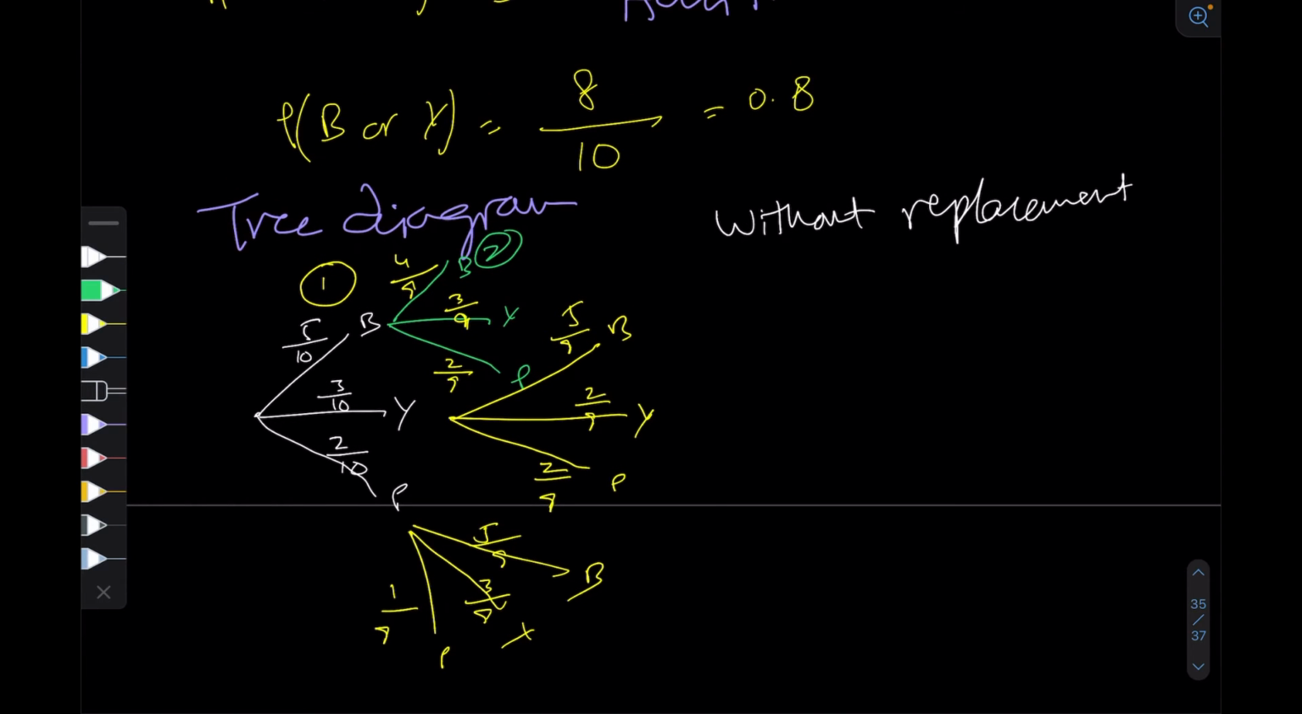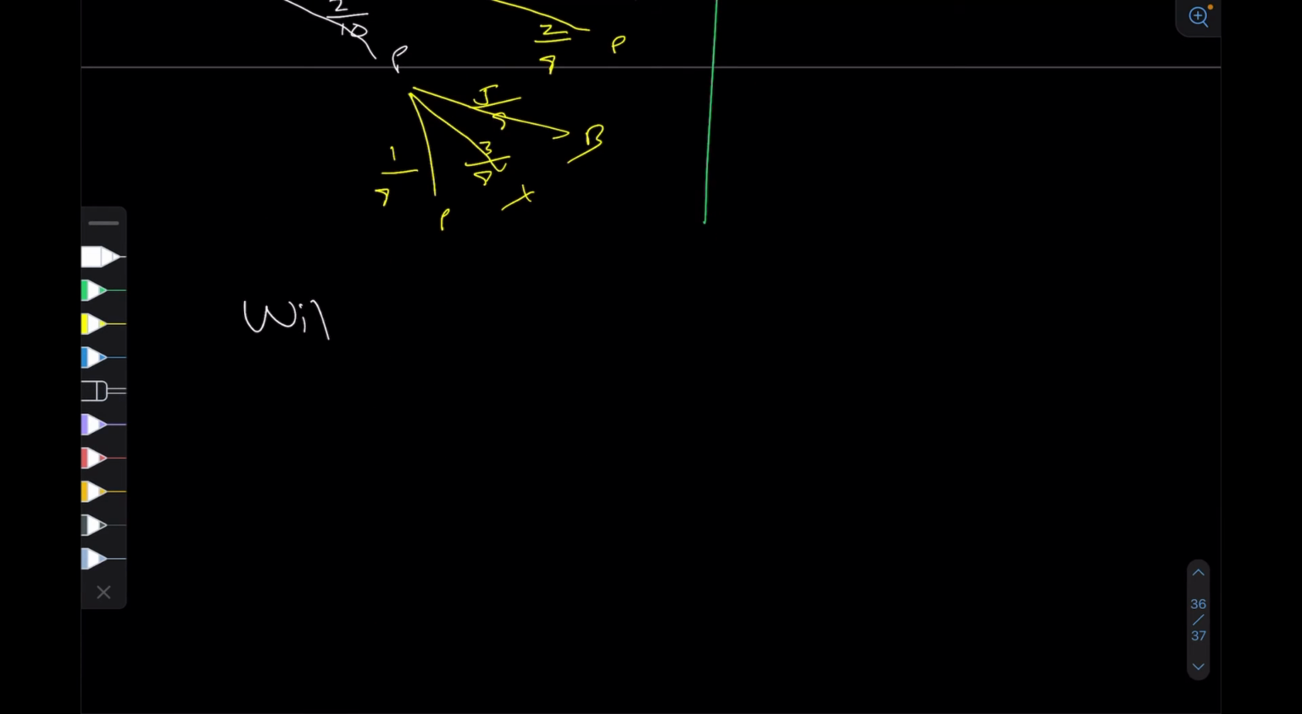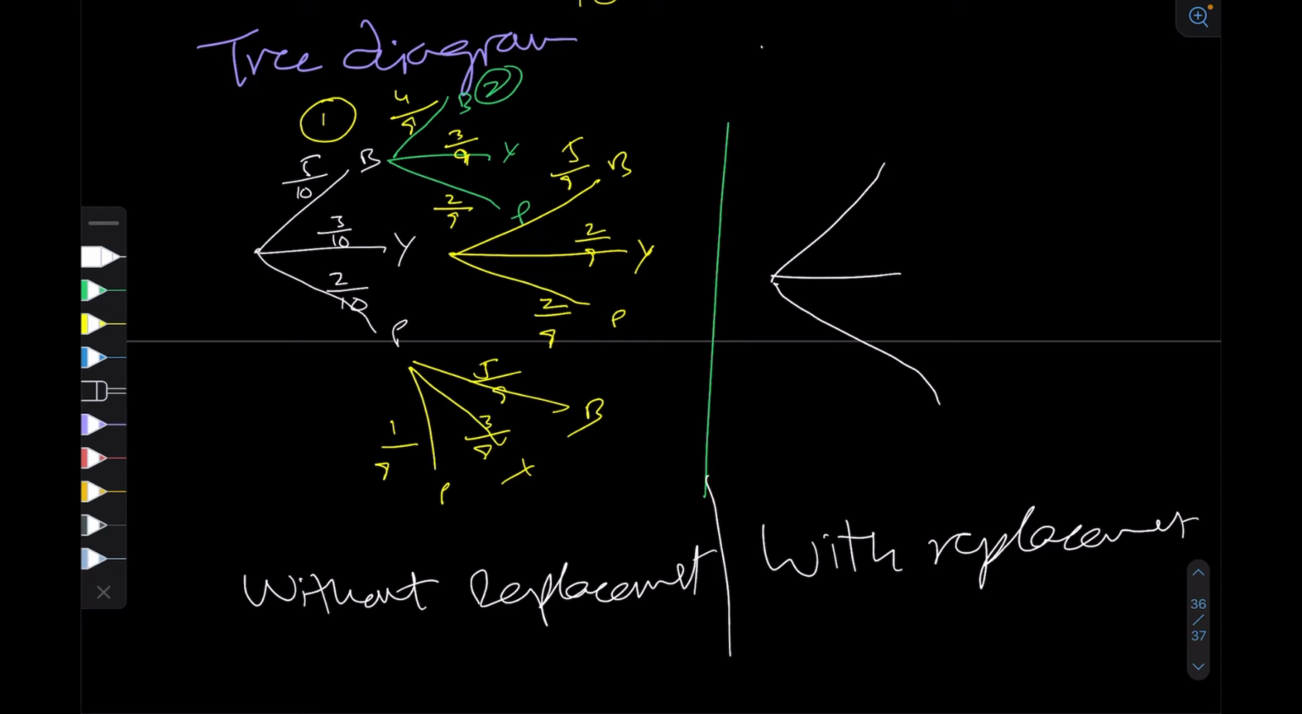Now if I do the same thing, sorry, I should write this over here, without replacement. If I do the same thing but with replacement, what I would be doing is I take out a ball. So 1, 2, 3 possibilities, either blue, yellow, purple, 5 tenths, 3 tenths, 2 tenths.